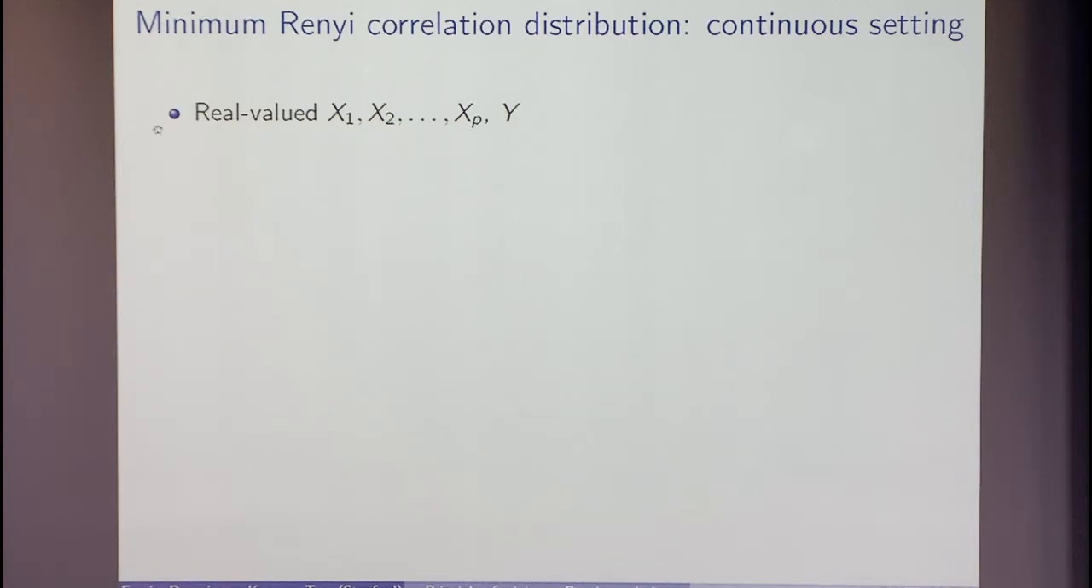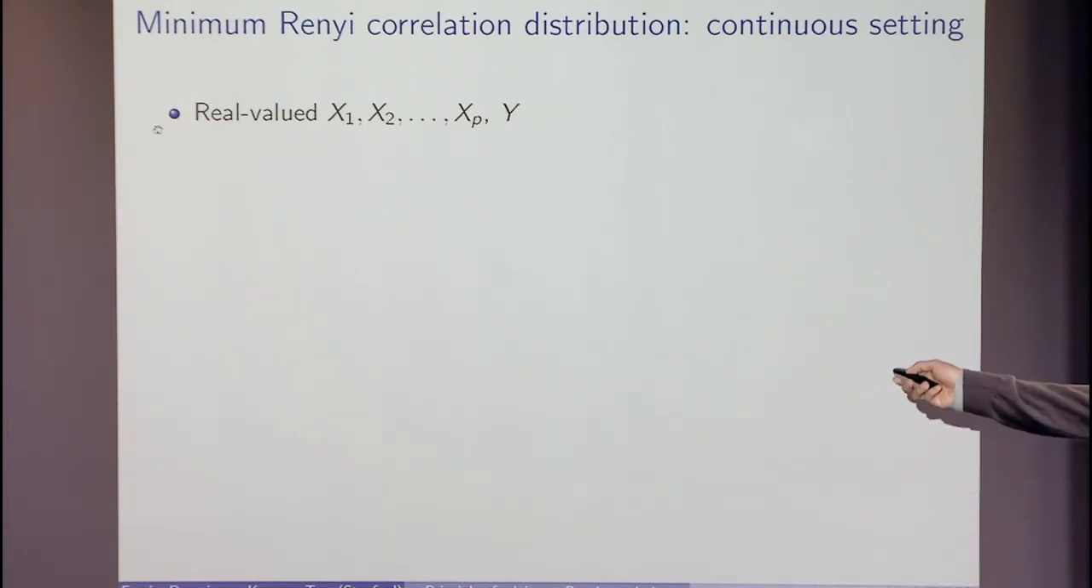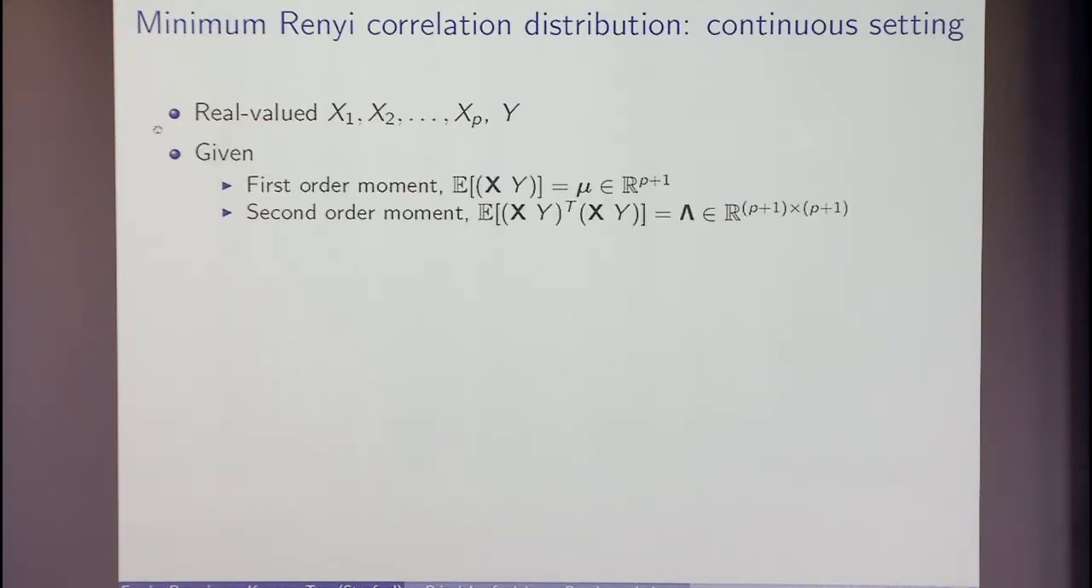First, let's start finding the distribution minimizing Renyi correlation for a rather simple case. We change to the continuous case in order to have some intuition about the structure of distributions that minimize Renyi correlation. Here we have real valued x1 to xp and y. We suppose that we are given first and second order moments. So for this vector xy, we are given this mu and lambda, the first and second order moments. And now the question is, in this class of distributions, what is the one that minimizes Renyi correlation?